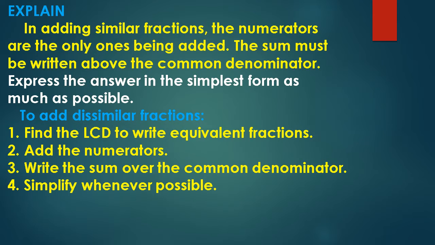To add dissimilar fractions, number 1, find the LCD to write equivalent fractions. Number 2, add the numerators. Number 3, write the sum over the common denominator. Then number 4, simplify whenever possible.